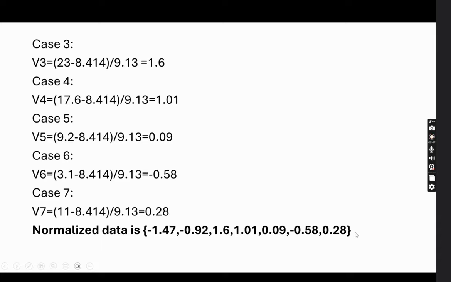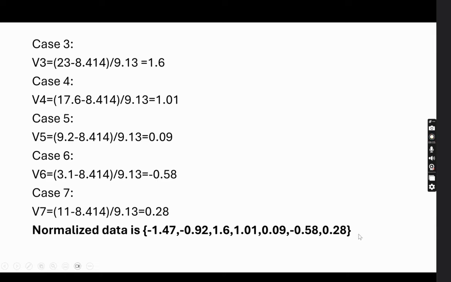So we can see the difference between the given data set and here the normalized data set. So there is mild difference between the data values present in the data set, and the minimum value is -1.47 and the maximum value is 1.6 in the normalized data.